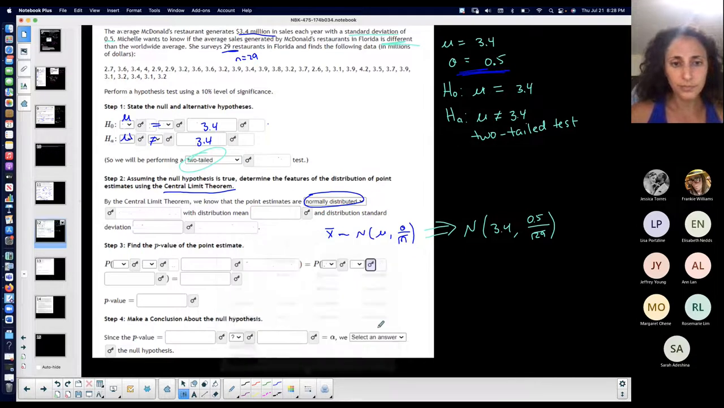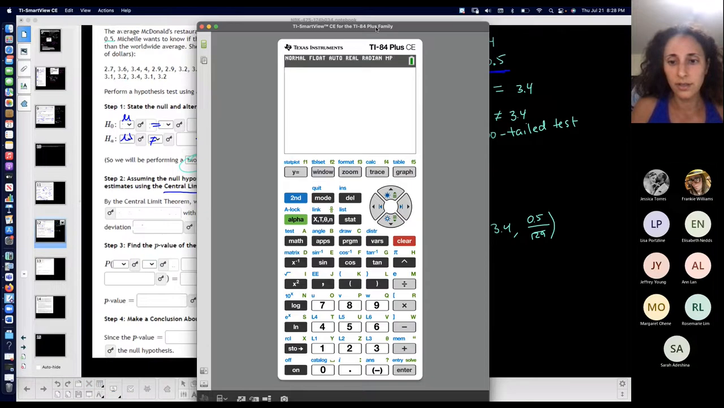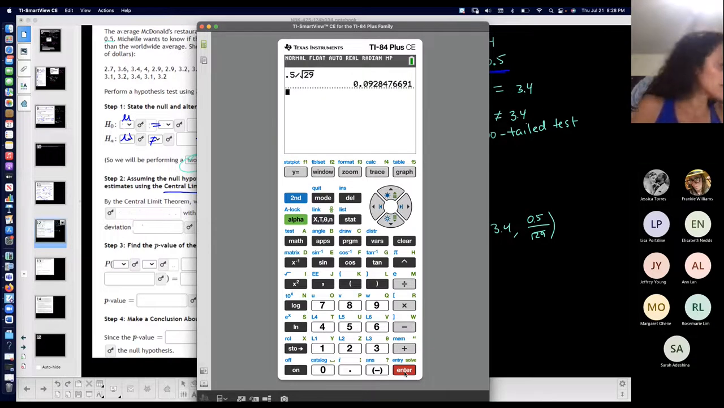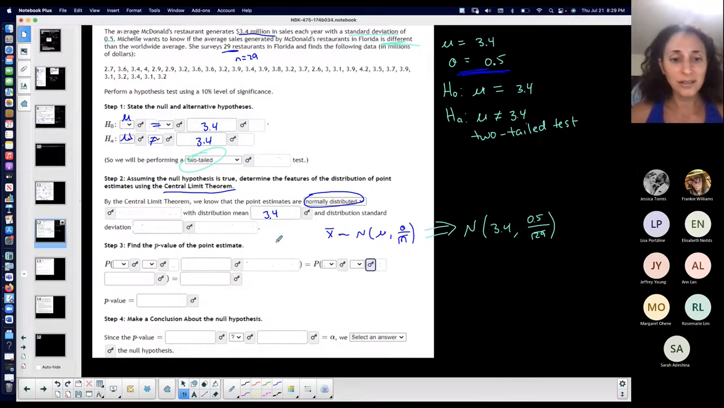So distribution mean of 3.4 and distribution standard deviation of blank, let me calculate this, 0.5 divided by, second x squared to get the square root of 29. Now it looks like they're taking a bunch of decimals. They're not telling you how to round, and it looks like they're taking a bunch of decimals. You could put all that in there.